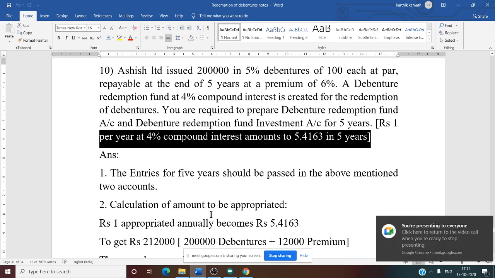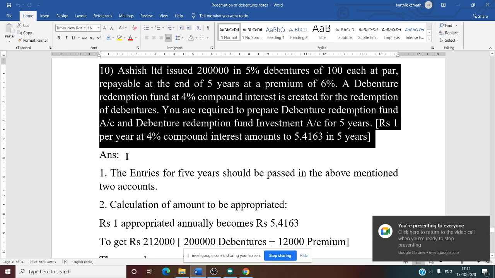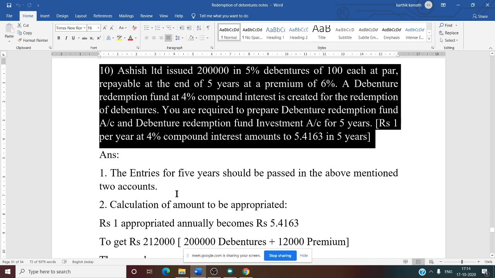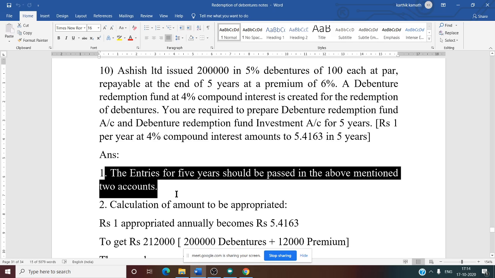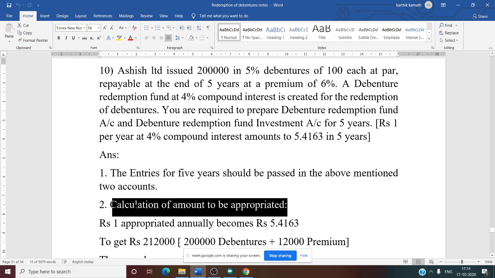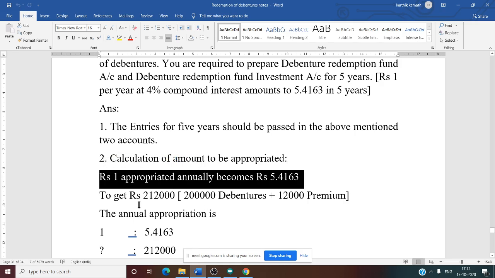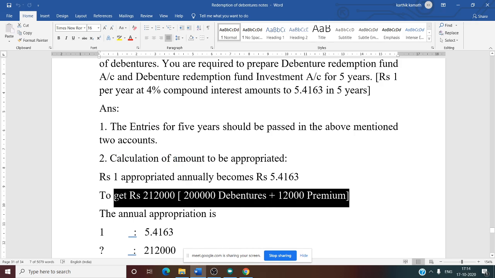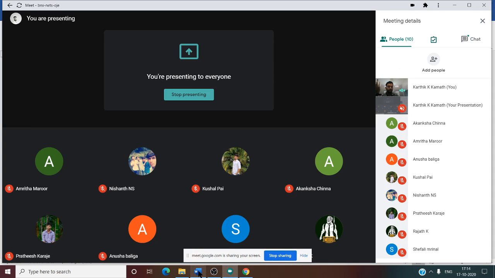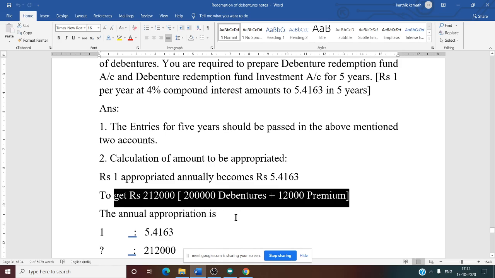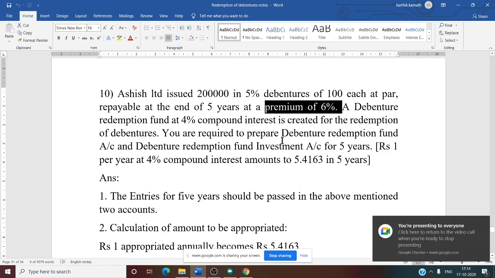See this. Now, this is a simple question. So now we can easily prepare these two accounts. So now we need to discuss the notes. The entries for 5 years should be prepared in the above mentioned two accounts. Calculation of amount to be appropriated. In this, rupees 1 annually becomes 5.4163. That is given in the question. The total amount paid by the company I have already told: that is 2 lakh debenture plus 12,000 premium. How 12,000 premium? 2 lakh into 6%. The premium information is given. So that is 12,000.